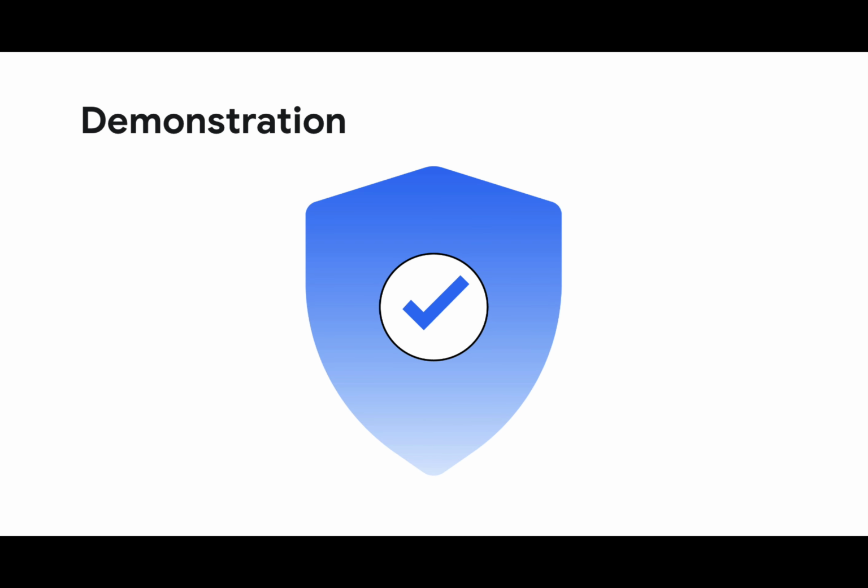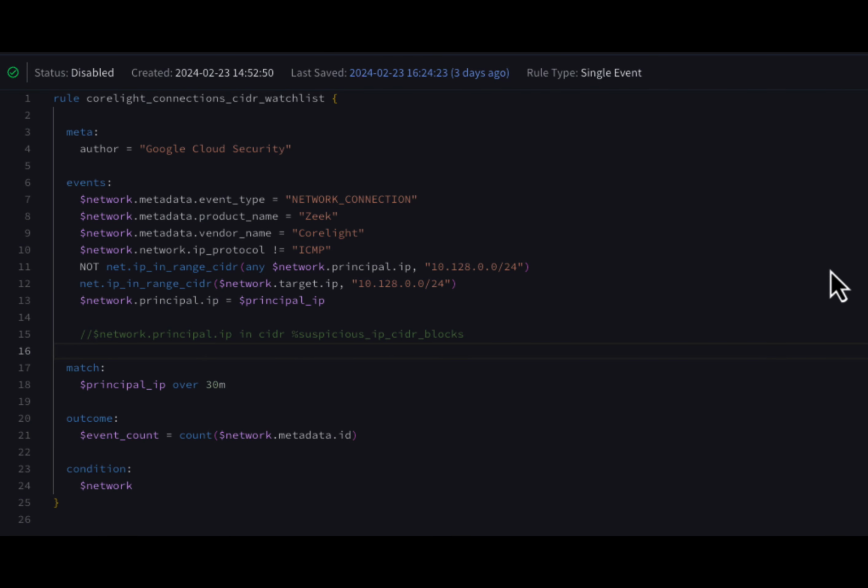We're going to start by using our rule that detects core-light network connections that originate outside our defined net block of 10.128.0.0/24 and connect into it. We are excluding ICMP events and are grouping our detections by the principal IP address over a 30-minute window.